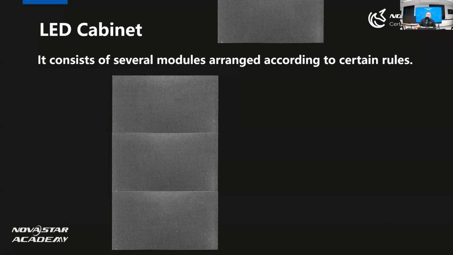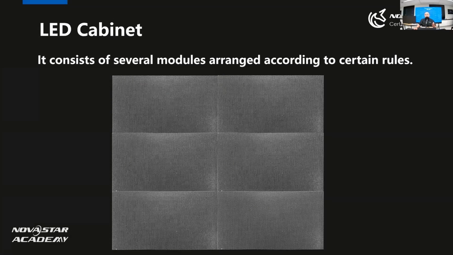When we have a working LED module, we need to make it into an LED cabinet. In one LED cabinet, we may have several LED modules. Normally, if we want to control this cabinet to show the image, we need one device, which is the receiving card. With different types of receiving card, we also need a piece of hardware called the hub board.